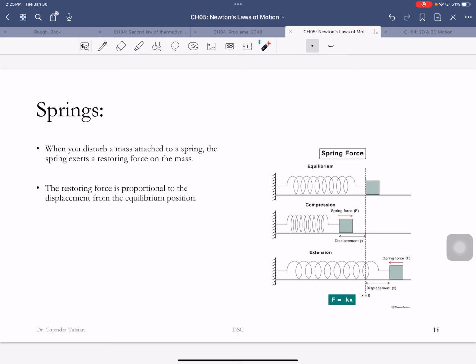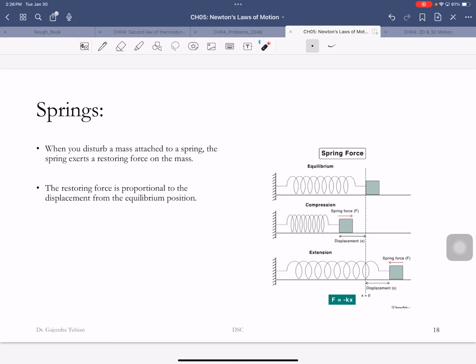Okay, here's a mass attached to a spring. When you compress the spring, what the spring does is it pushes back on the mass. And if you stretch, the spring pulls back. So this is the equilibrium position. If you disturb the system, the spring wants to bring it back to your equilibrium position. So the spring always applies a restoring force.